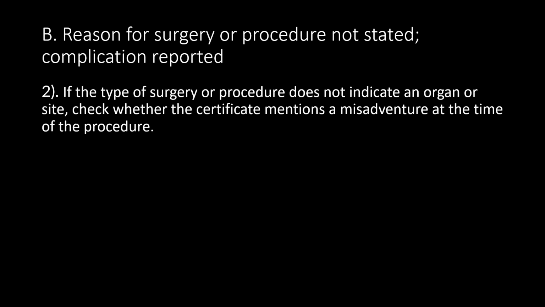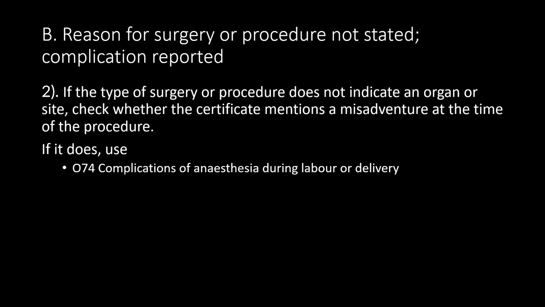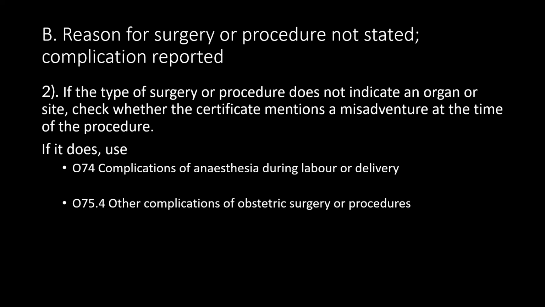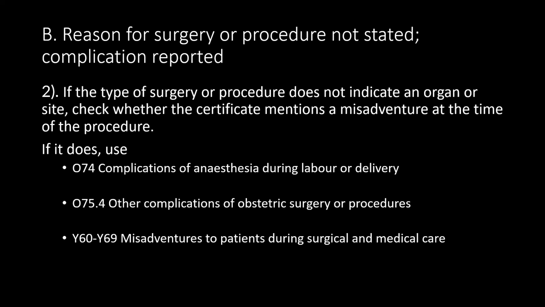So this is the second instruction in part B of section 4.2.9 of volume 2. If the type of surgery or procedure does not indicate an organ or site, check whether the certificate mentions a misadventure at the time of the procedure. If it does, use O74, complications of anesthesia during labor or delivery, O75.4, other complications of obstetric surgery or procedures, Y60 to Y69, misadventures to patients during surgical and medical care.